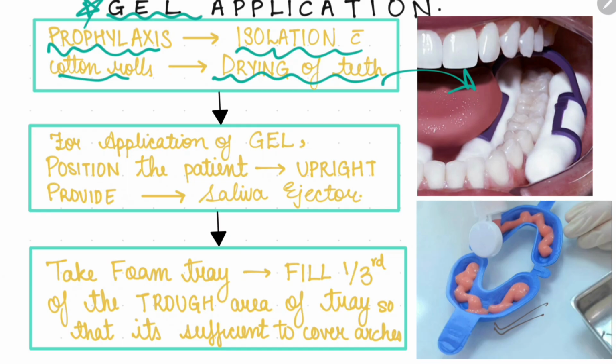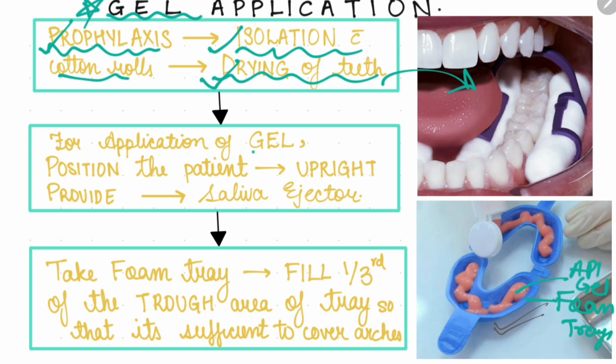For gel application, first what we do is oral prophylaxis, remove any calculus or plaque which is present. Then we isolate the arches with cotton rolls and then we dry the teeth before the application of gel. Now, as discussed earlier, these are the foam trays, and foam trays are used along with APF gel.